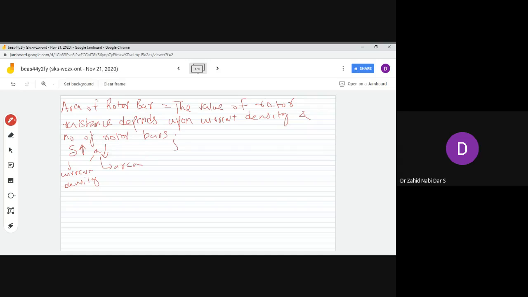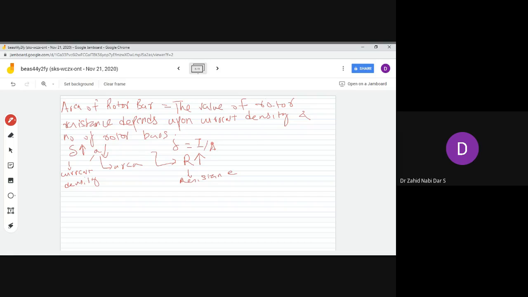Because current density is your current by area. So that thing you have to keep in mind. When current density increases, cross section of the bar decreases, which gives an increase in resistance. When this happens, what will happen to the resistance? Resistance increases. So again, if the resistance increases, what happens to the starting torque?